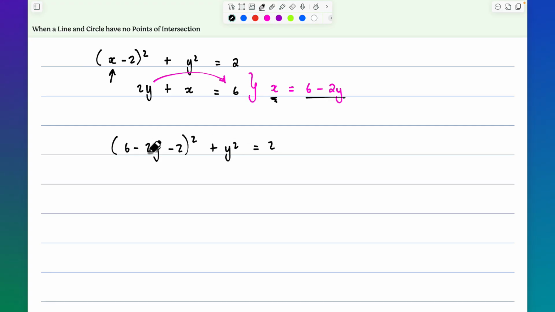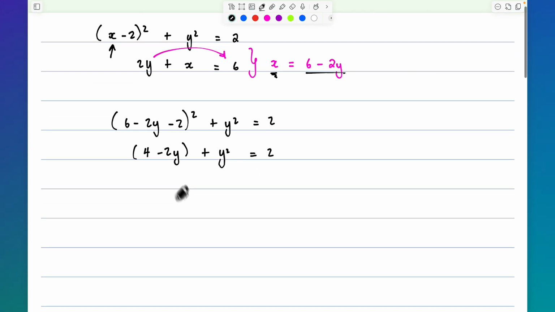From this point, we simplify. We have 6 minus 2 in that bracket, which is 4, and then we still have minus 2y, all squared, plus y squared equal to 2. So now we can square that bracket.